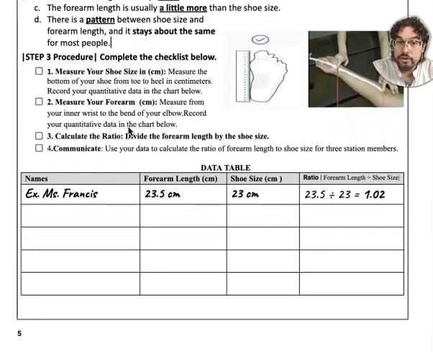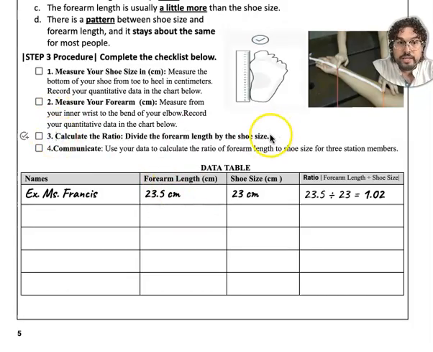In step 3, now you're actually going to do the measuring. So we'll run through this procedure. First, you'll measure your shoe size in centimeters. So when you're looking at the ruler, you're looking at the side that has way more lines. Those are your centimeters. You measure your shoe size in centimeters and note it in the data table at the bottom. Step 2, you'll measure your forearm in centimeters and also note that in your table at the bottom.